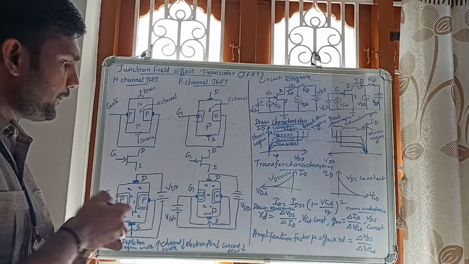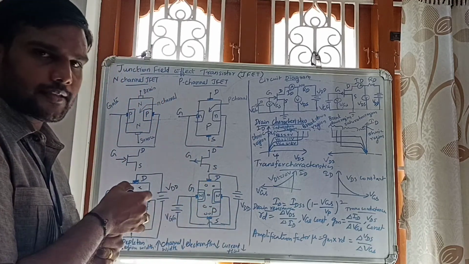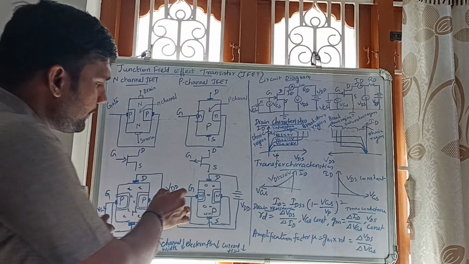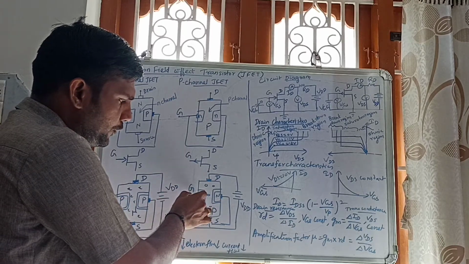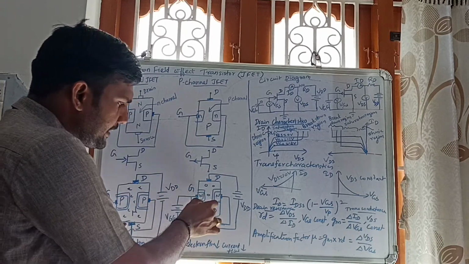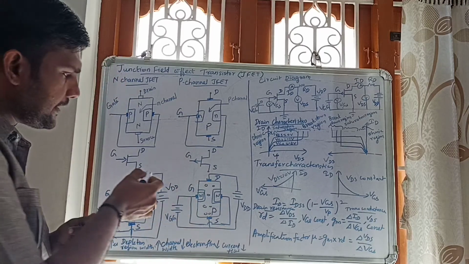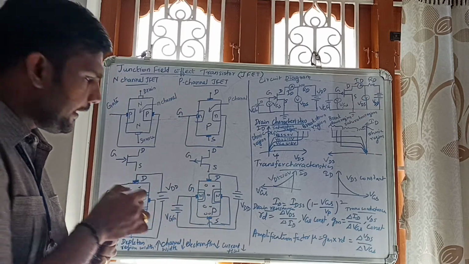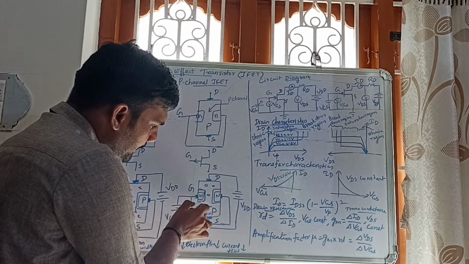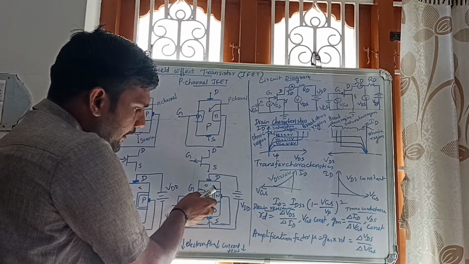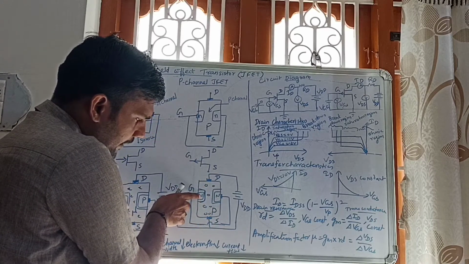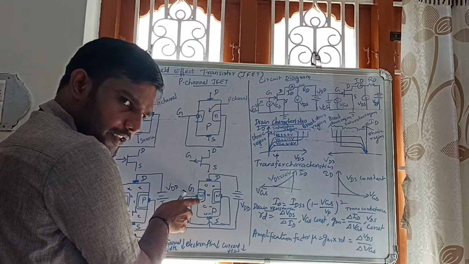And to control the current flow, VGG can be adjusted. See, here positive supply is given to the N-type region. The negative supply is given to the P-type region. This is reverse bias, right? So at the junction, the depletion region width will be increased. This is the PN junction, N-type region, P-type region, so PN junction.